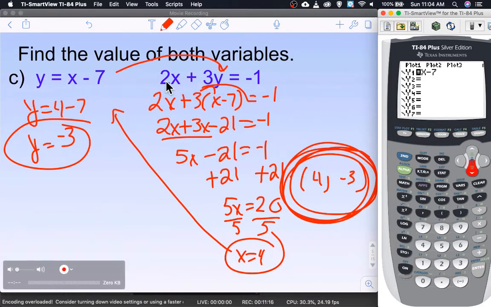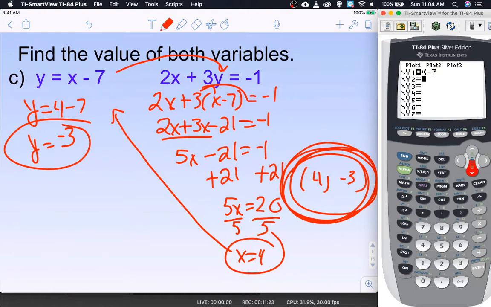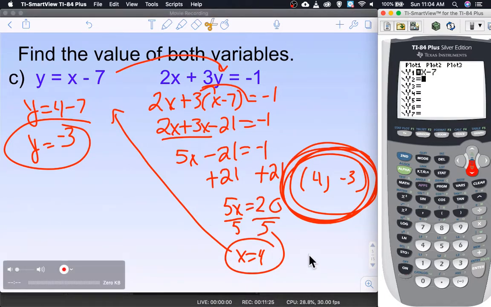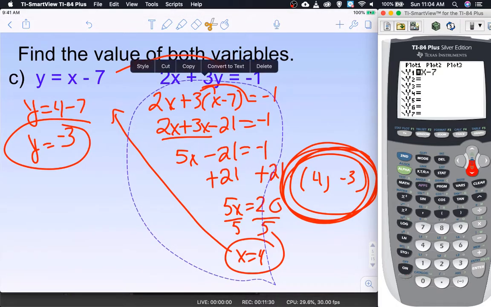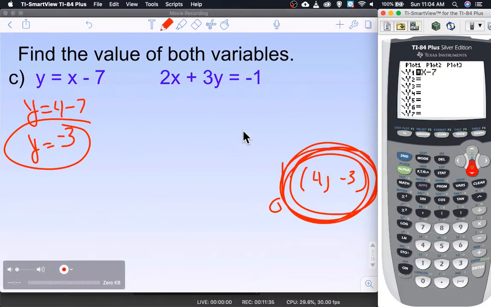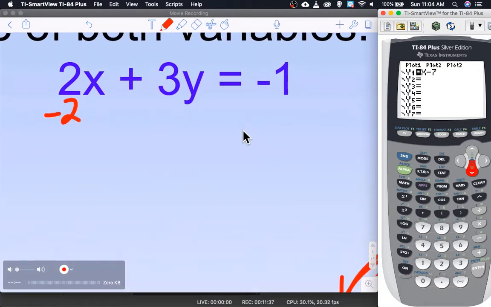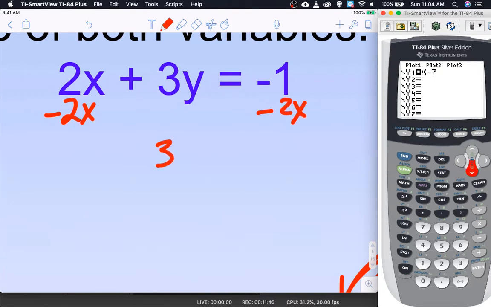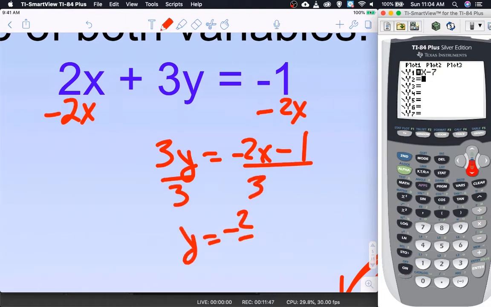My second equation, I would have to solve this for y. I can do that. I don't have a lot of space here. If you want to keep any of this work, pause the video. I'm going to delete at least this chunk of it. I'm not going to delete this solution. If I solve the second equation here for y, if I subtract 2x on both sides, 3y equals -2x minus 1, divide by 3, divide by 3, y equals -2/3 x minus 1/3.